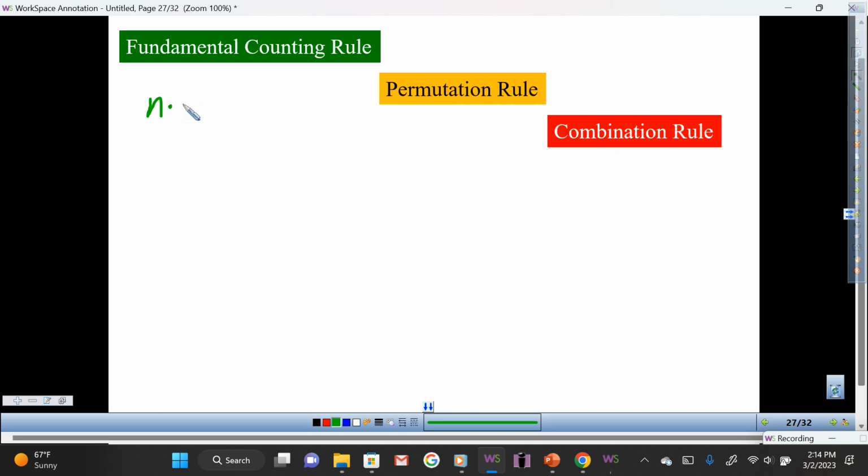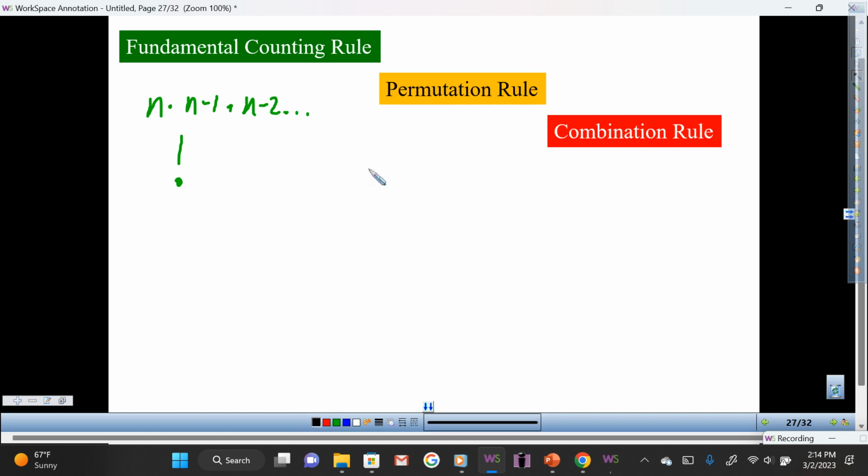N times N minus 1 times N minus 2, dot, dot, dot, and so on and so forth. Or in other words, kind of like just saying what? Factorial. Whatever the number, factorial, yes?